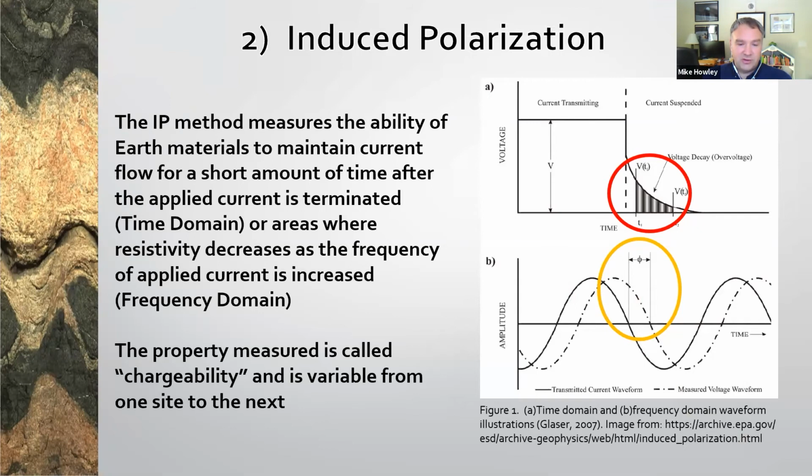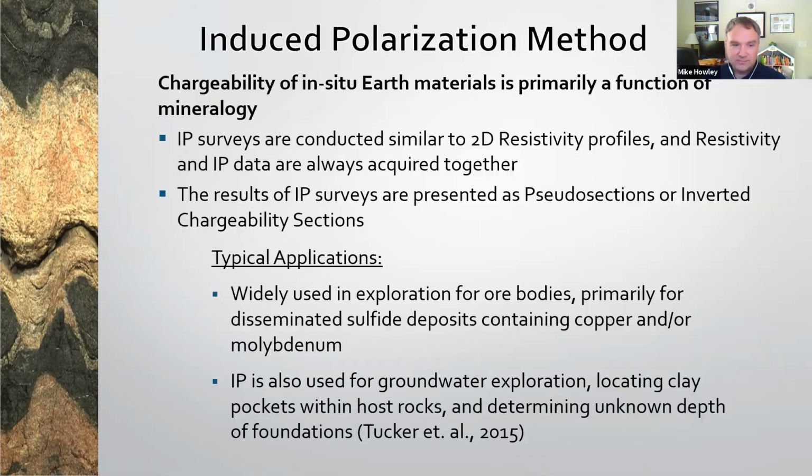The other version of IP surveying is where the method detects areas where the resistivity decreases as the frequency of the applied current is increased. This is the frequency domain version of IP. And the orange circle shows the phase shift of an alternating current due to a varying frequency. The property measured is called chargeability and is variable from one site to the next. Chargeability of in situ earth materials is primarily a function of mineralogy.